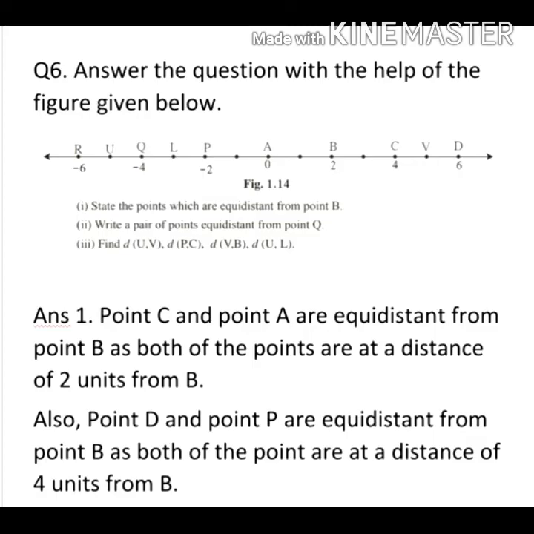The first question is, state the points which are equidistant from the point B. Equidistant means equal distance. From the point B, point C and point A are equidistant from point B, as both of the points are at the distance of 2 units from B. Point D and point P are equidistant from the point B, as both of the points are at the distance of 4 units from point B.